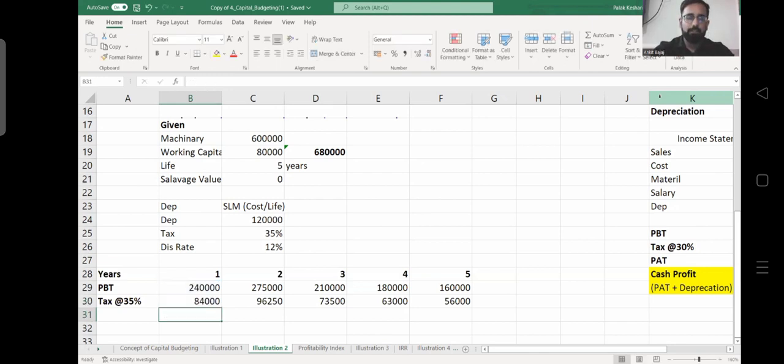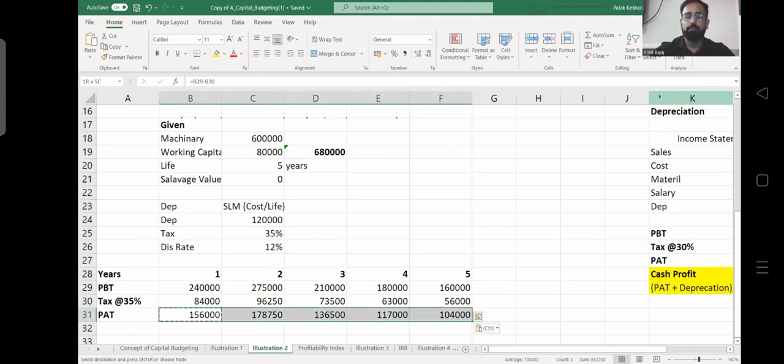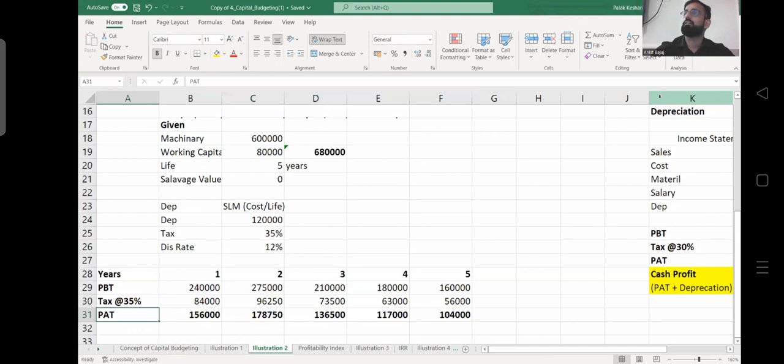Now here, if I want to calculate PAT, so here I will calculate the PAT. What is going to be the PAT? PBT minus tax, right? And if I copy these values here, so I have calculated the PAT. Are you able to understand how I have calculated PAT?